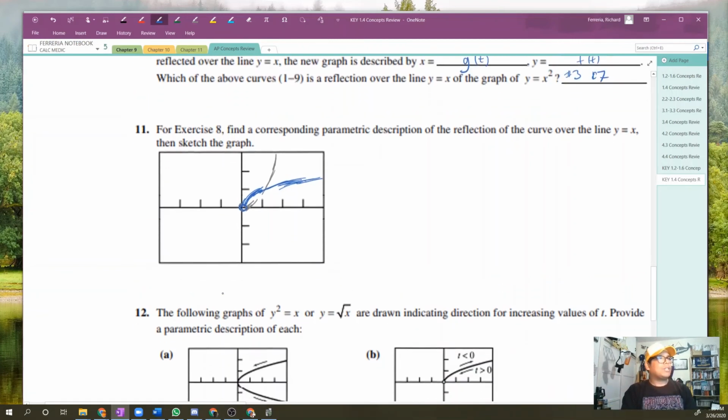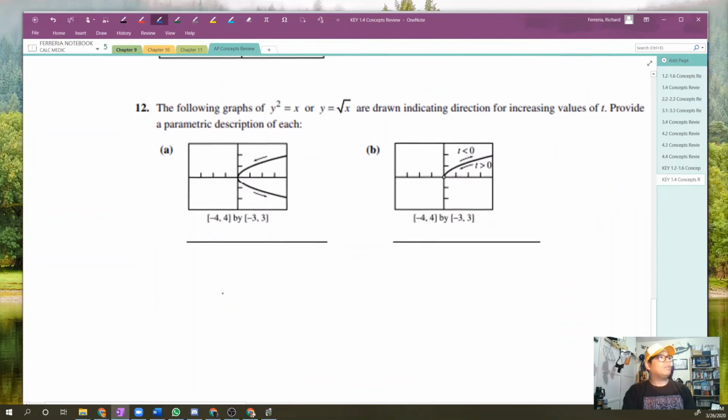All right, number 12. The graphs of y squared equals x or y equals root x, indicating direction for increasing values of t. Provide a parametric description of each. So first of all, if you haven't done it, pause it. Second of all, for these, there is more than one answer.